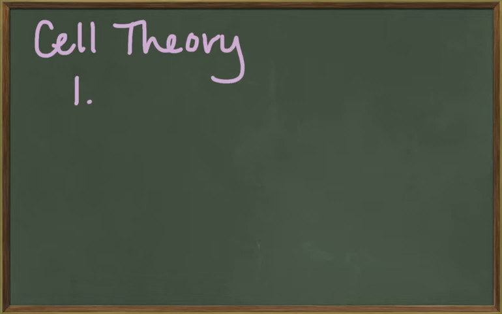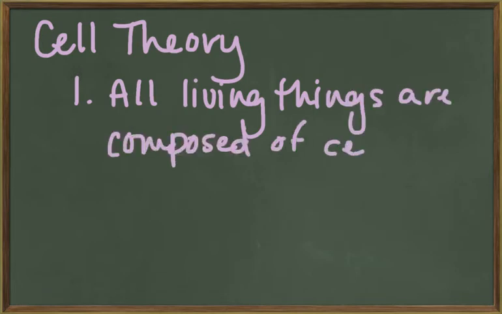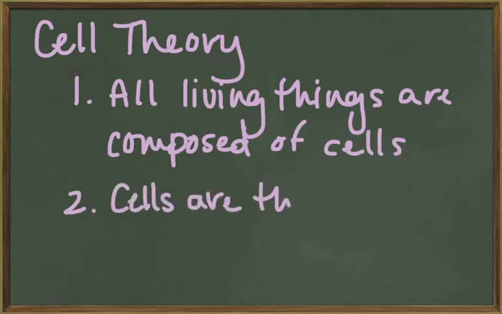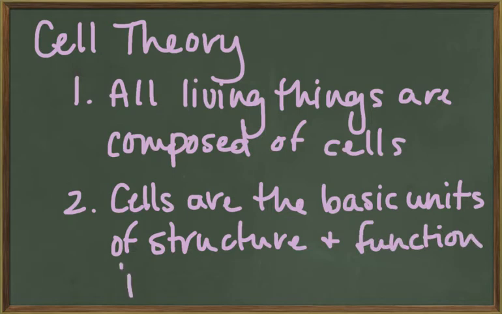Since they studied plants and animals respectively, the very first statement of the cell theory says that all living things are composed of cells. The second part of the cell theory states that cells are the basic units of structure and function in living things.